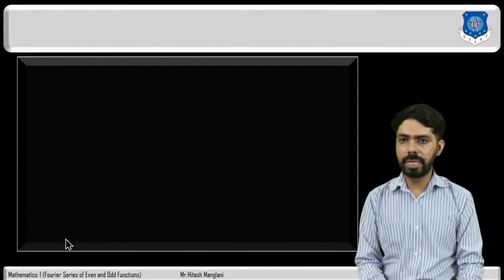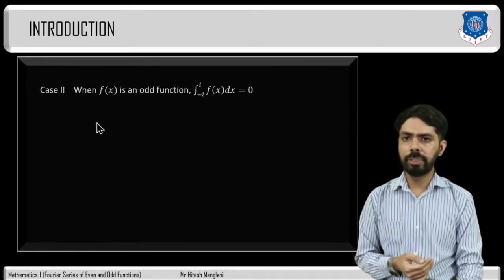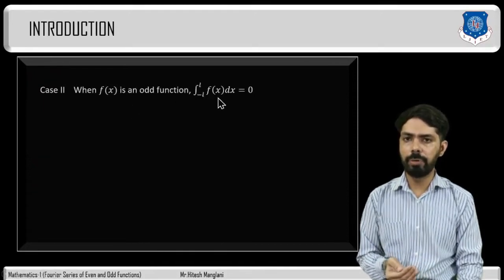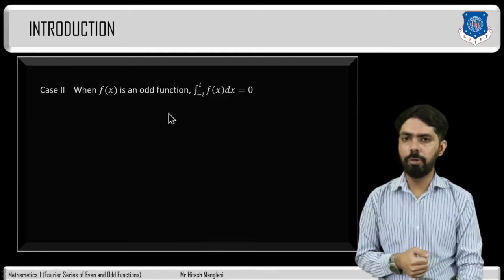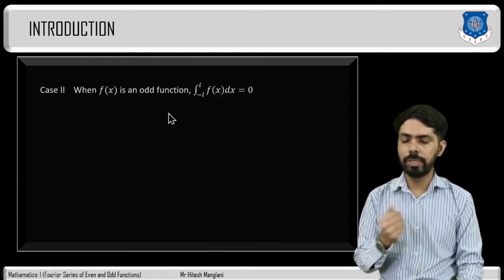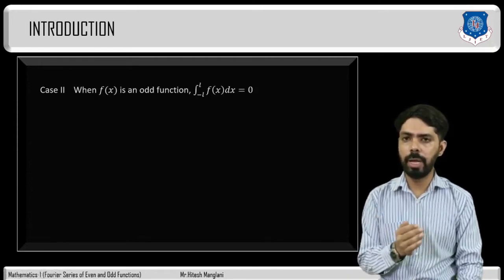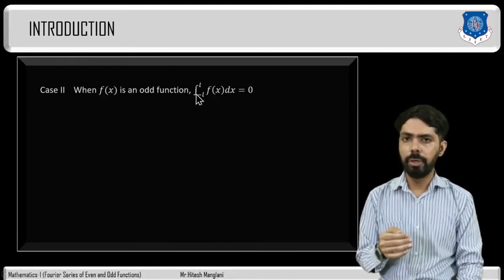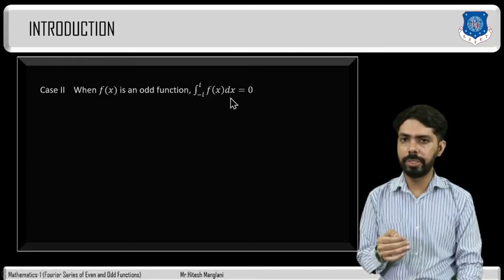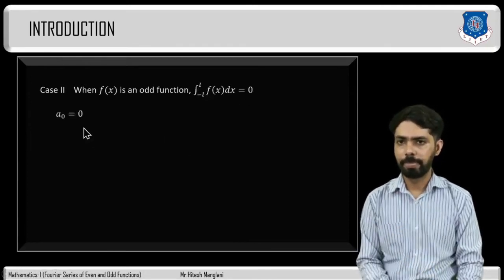Now we will discuss the second case, that is when the function is an odd function, then integration minus L to L f of x dx will be 0. So for this case, first of all, we will find a0. What is the formula of a0? That is 1 divided by L integration minus L to L f of x dx. But here the function is an odd function. Therefore, integration minus L to L f of x dx will be 0. Therefore, a0 will be 0.